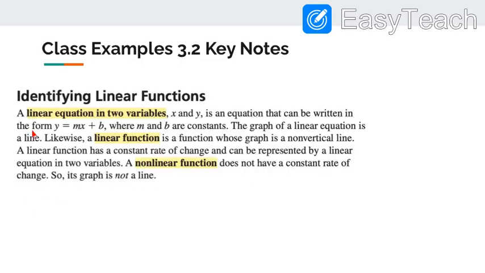Alright, here are some key notes for today. Just a big concept of the difference between a linear function and a nonlinear function. Linear functions have a constant rate of change and are represented by a linear equation with two variables, meaning that linear functions are y equals mx plus b. Nonlinear functions do not have a constant rate of change, so their graphs are not lines. They might be more like curves or U-shapes or something else. But a linear function is going to have a straight line graph, and it's going to be represented by that nice y equals mx plus b equation.